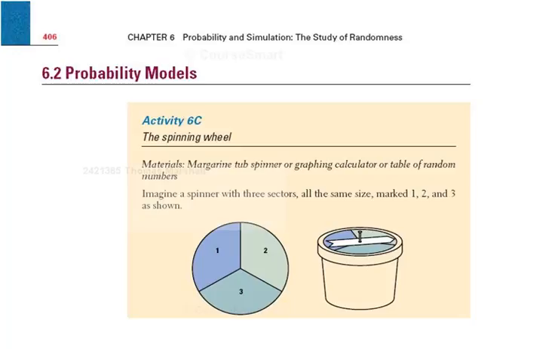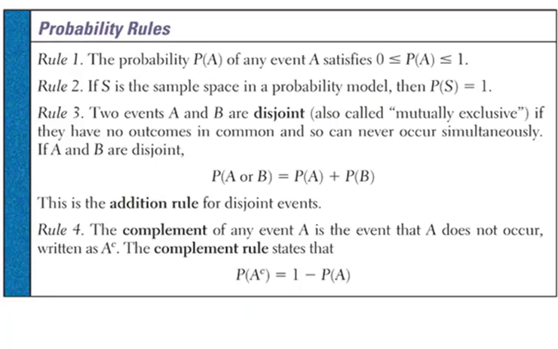Section 6.2 is called Probability Models. The big thing for us is to understand the basic probability rules. These are the simple ones that are the foundation for the more advanced ones in the next section. So let's make sure that we really get this and can apply it to the problems that we're going to look at. So here they are.